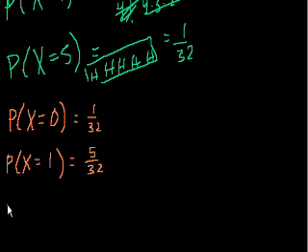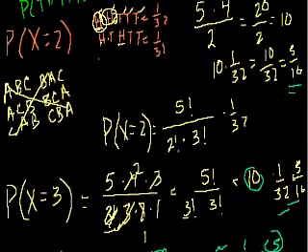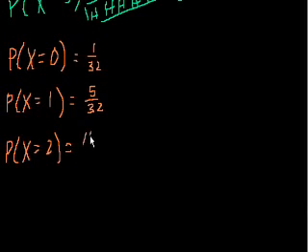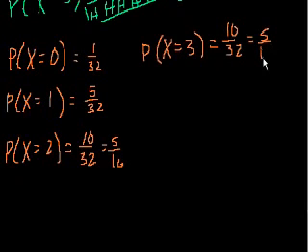The probability of getting 2 heads, the probability that our random variable is equal to 2, what was that? I think it was 10 over 32, or 5 over 16. The probability that we get 3 heads was actually the same thing, 10 over 32, which is 5 over 16. And that made sense because the probability of getting 3 heads is the same thing as the probability of getting 2 tails.